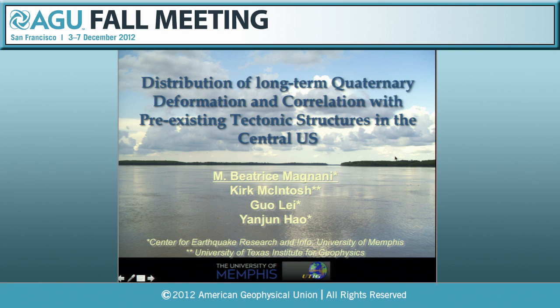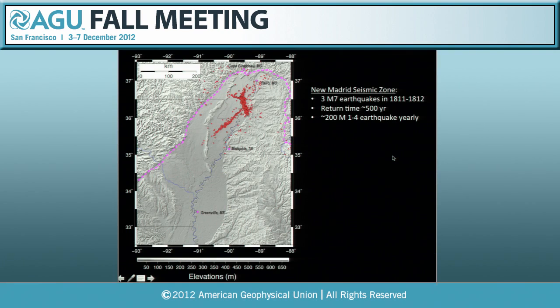Okay, by now, you know everything about the New Madrid seismic zone, so I won't bore you with all the seismicity details. I'll just say that it was the location of 3 main large earthquakes in 1811, 1812. It produces 200 earthquakes a year of small magnitude, and has a return time of 500 years as detected from the paleoseismological record.